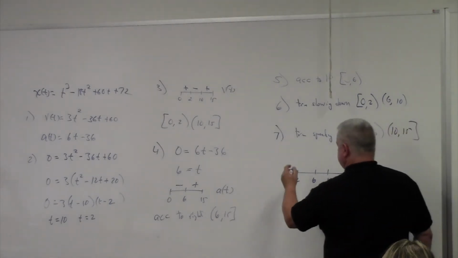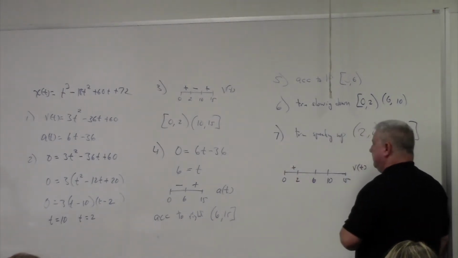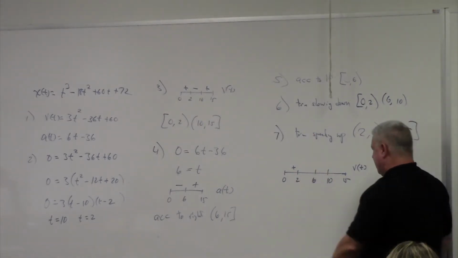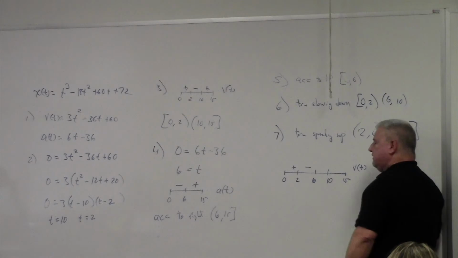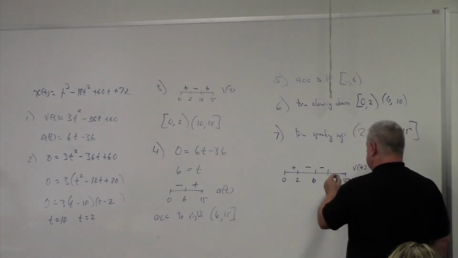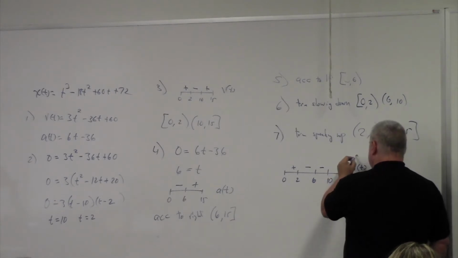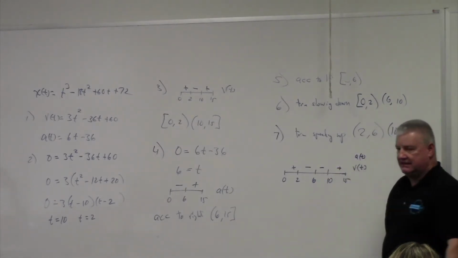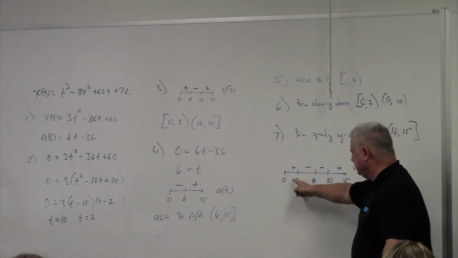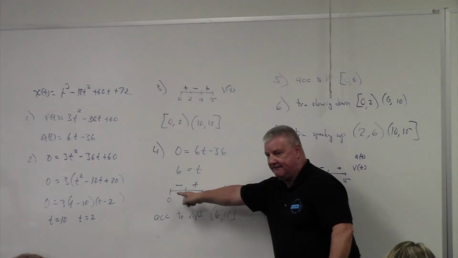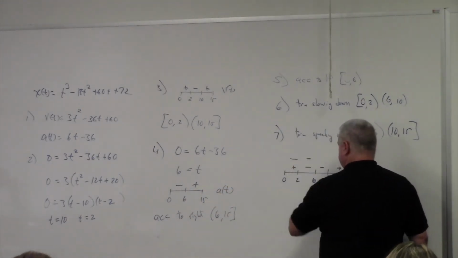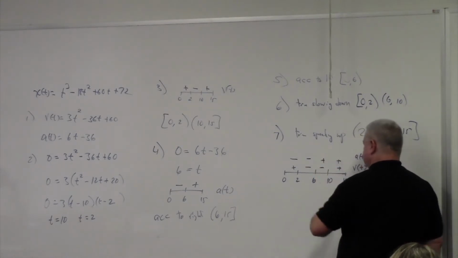From 0 to 2, velocity is what? Positive. From 2 to 6, what's the velocity? Negative. From 6 to 10, what is the velocity? Negative. And then 10 to 15, what's the velocity? Positive. Okay, right above that, let's do the acceleration. Here it is. From 0 to 2, what do we have? Negative. From 2 to 6, still negative. And then positive, positive. Okay?